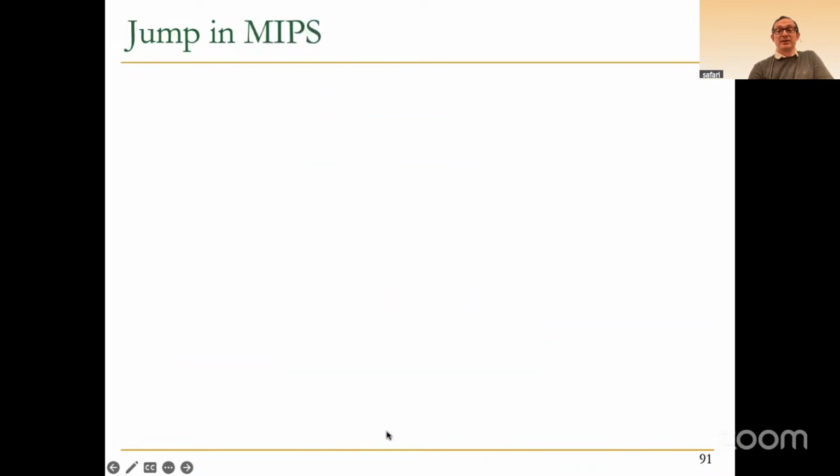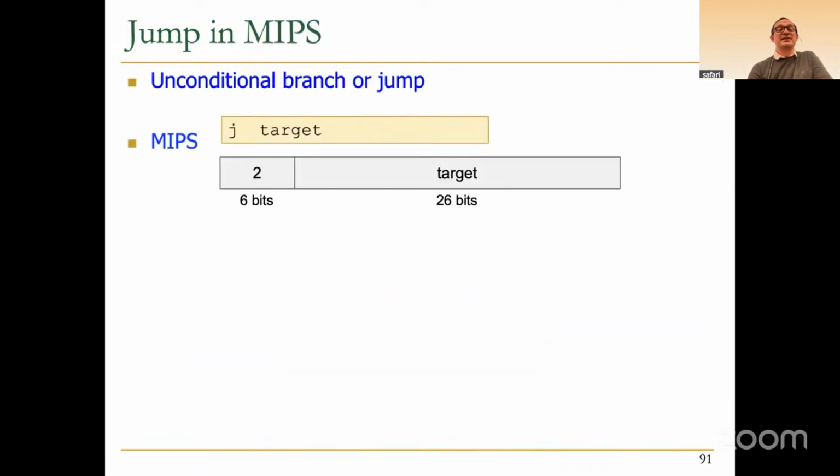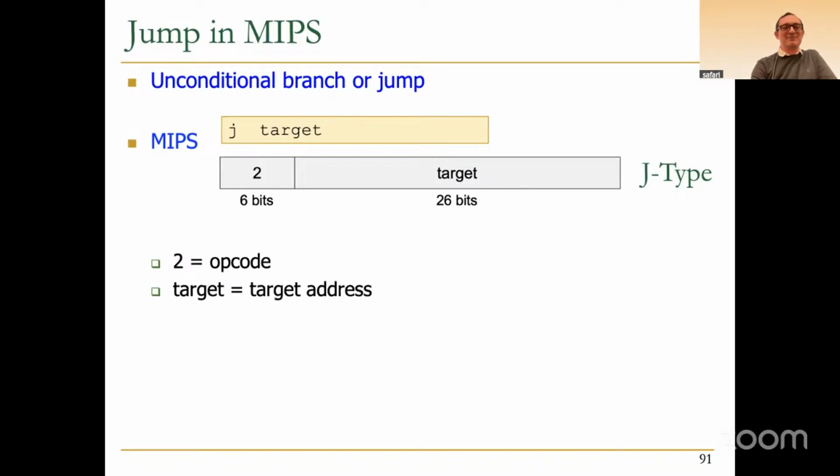Okay. So there's a jump in MIPS. This is unconditional branch or jump. It looks like this actually. In MIPS, it's a little bit different if you look over here. This is the opcode 2. Opcode is the top 6 bits, and the rest is the target. So how do you use that target? This is called the J-type instruction in MIPS. Somebody defined it this way. Not my fault. It's somebody else's definition.